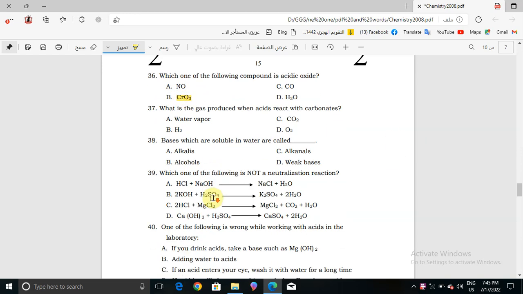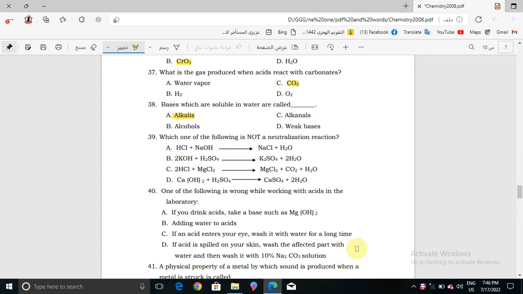Now question number 37. What is the gas produced when acids react with carbonates? It will be carbon dioxide. Bases which are soluble in water are called what? Alkalis. Now here what we have. Which one of the following is not a neutralization reaction? HCl plus NaOH will give us NaCl plus H2O.